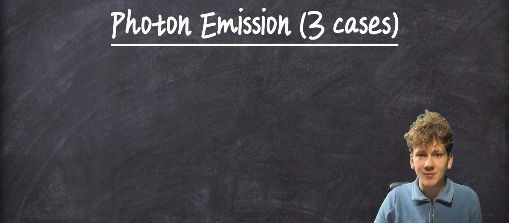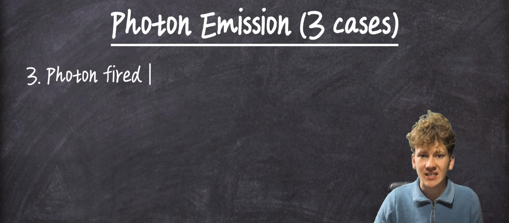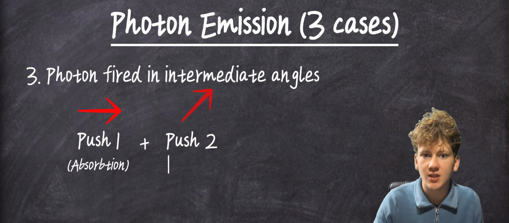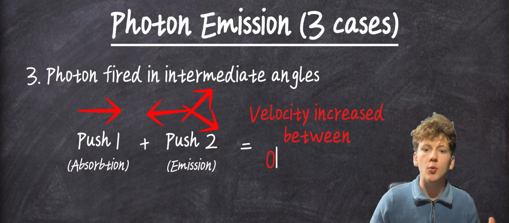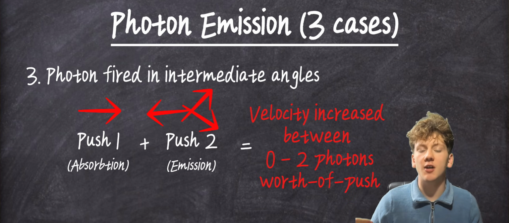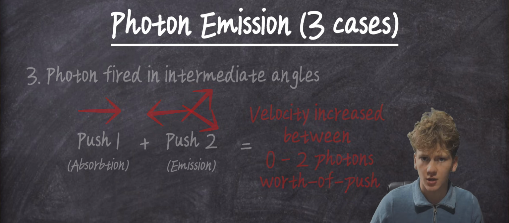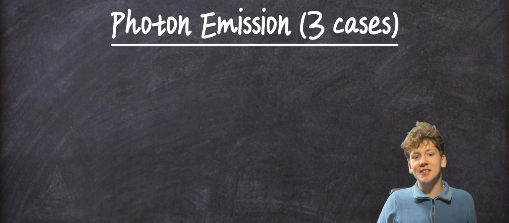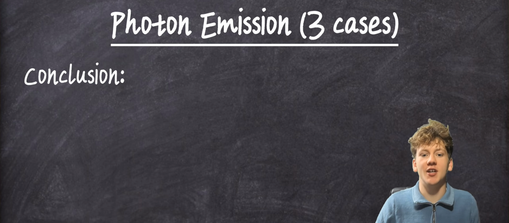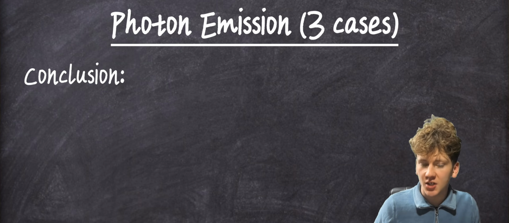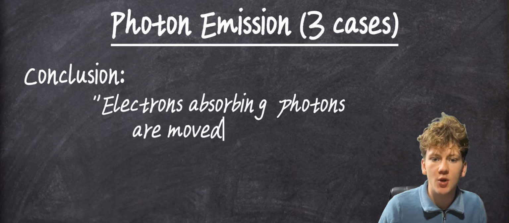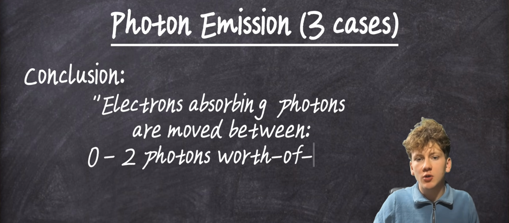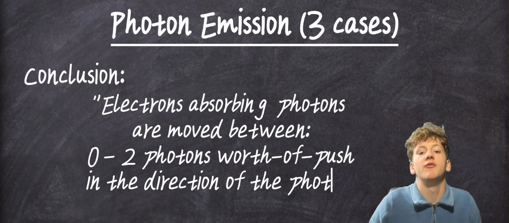Those are the two extreme cases, so if the photon is emitted in one of the intermediate angles between the two, the overall change in velocity must be between 0 and 2 photons worth of push in the direction of the exciting photon. This is an extremely exciting result. When an electron is excited by a photon, no matter which direction the electron then re-emits a photon in, it will always be moved between 0 and 2 photons worth of push in the direction of the original exciting photon.